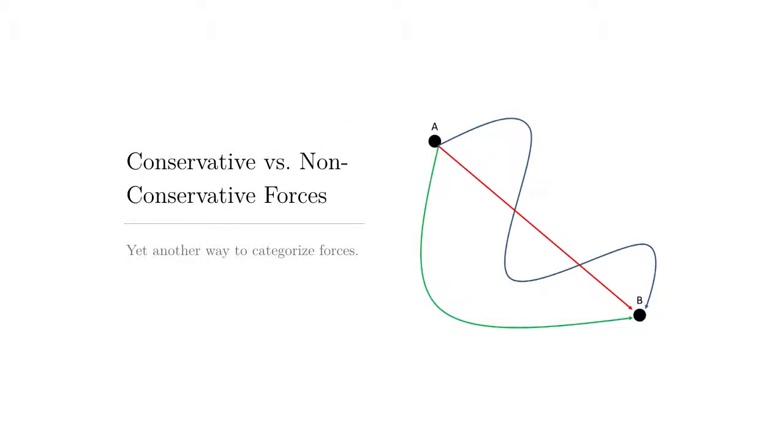In order to understand potential energy, we must first discuss a new way of classifying forces. Before, we grouped forces into two categories, contact and long-range forces, and we saw that all long-range forces are called fundamental forces. Today, we're going to group forces into two new categories, conservative and non-conservative forces.